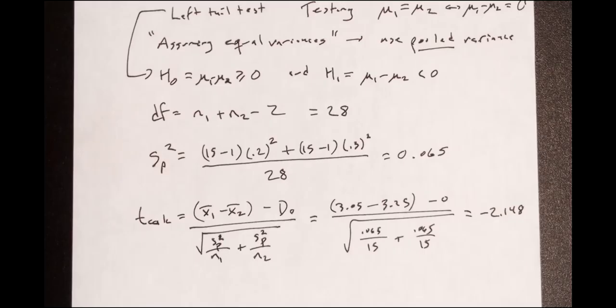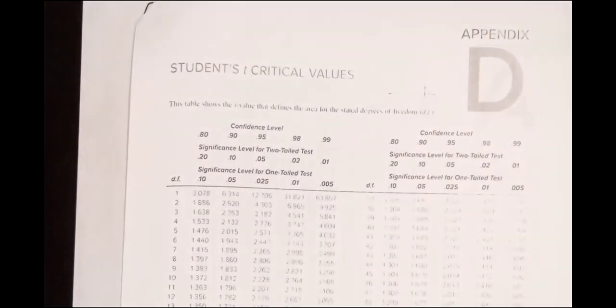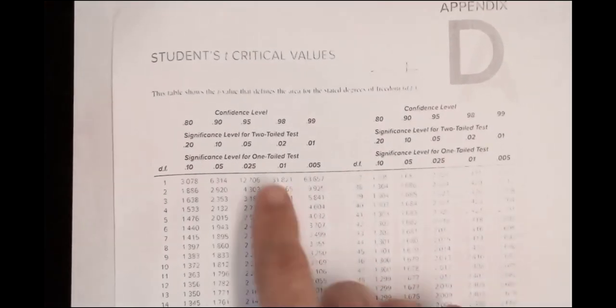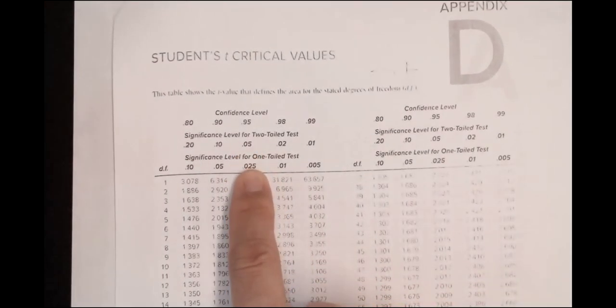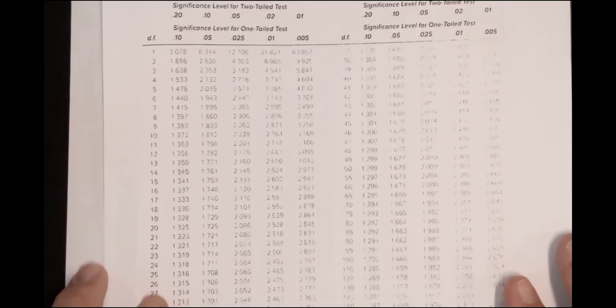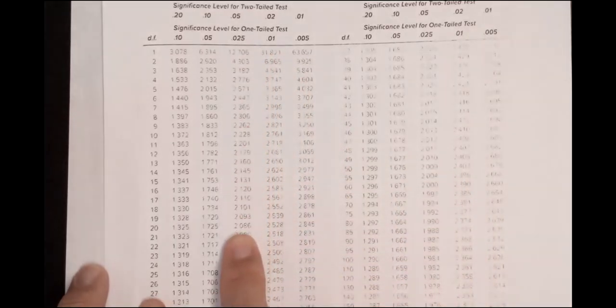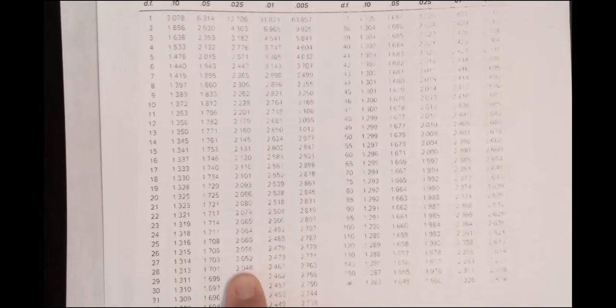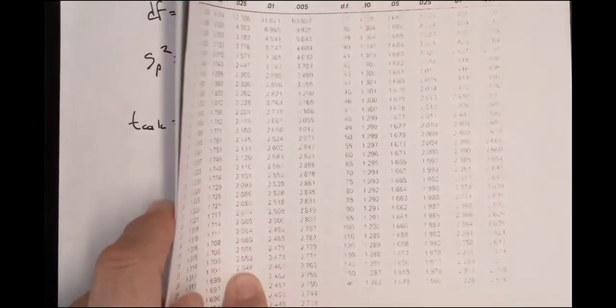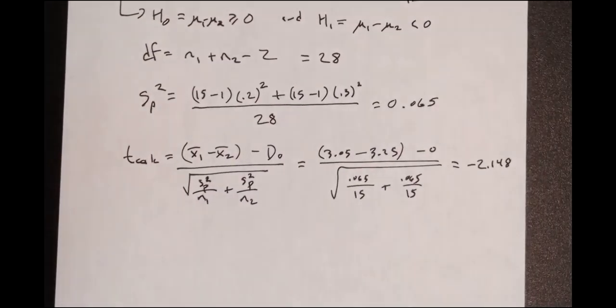Which I get from, what was the alpha given in this problem? I wrote it down. So I go to the 0.025 for a one-tail test, and I go down until my degrees of freedom reads 28. There's my number, 2.048. I'm going to write that down. That's my critical number.